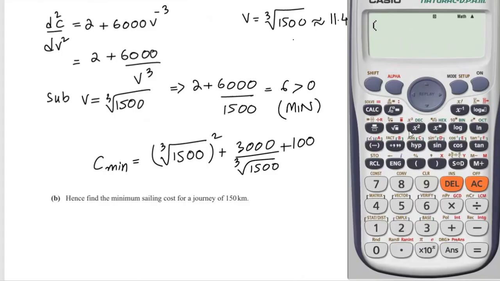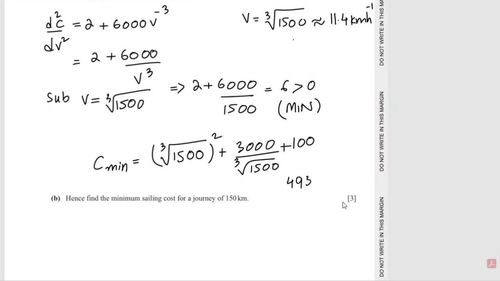So let's do shift cube root 1500 and a square of that, plus 3000 over cube root of 1500, and plus, wait, plus 100. This is 493.1112. You should be solving this over here in your exam. Okay, so this is per hour cost, the minimum cost.